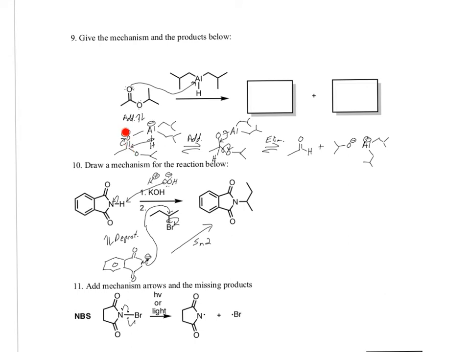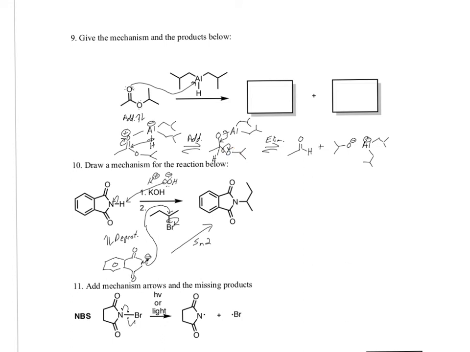Adds there. Addition. So addition and addition. We do an elimination. Right, this aluminum is going to give up those electrons. We're going to kick out that. So DIBAL at the end of the day is a way to turn an ester into an aldehyde. You should just kind of know that, also knowing the mechanism.